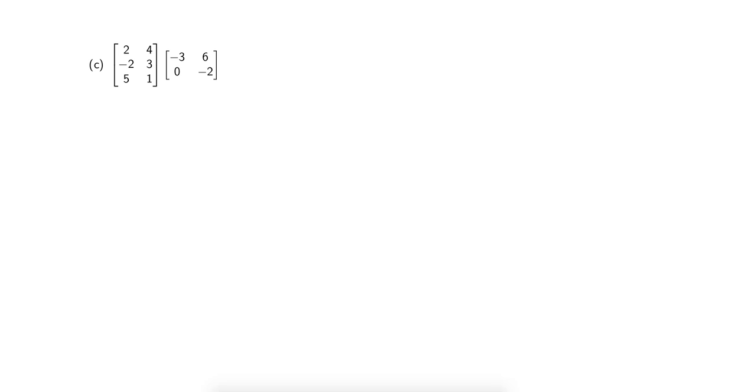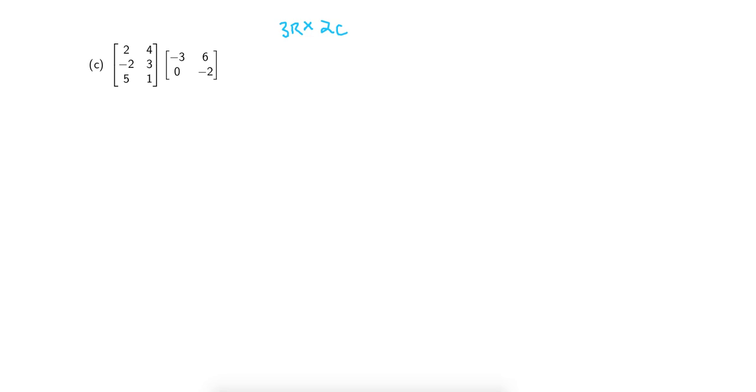In this video, we're going to pick up with some more from example 3, some more matrix multiplications. Part C, we have a 3 by 2 matrix times a 2 by 2 matrix. The number of columns in the first matrix, 2, equals the number of rows in the second matrix, 2, so we are able to multiply. Our answer is going to have 3 rows by 2 columns.